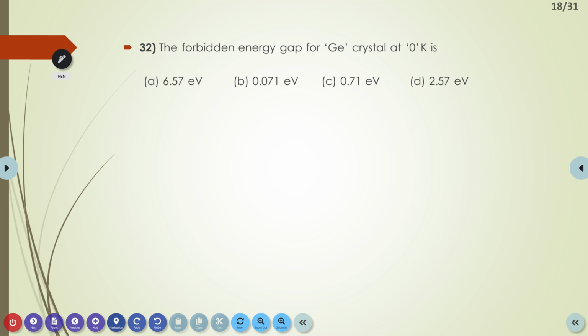The forbidden energy gap of germanium is 0.71 electron volt. It is also a memory based question. For germanium, it is roughly 0.71, and for silicon, it is 1.1. So this is the right choice.